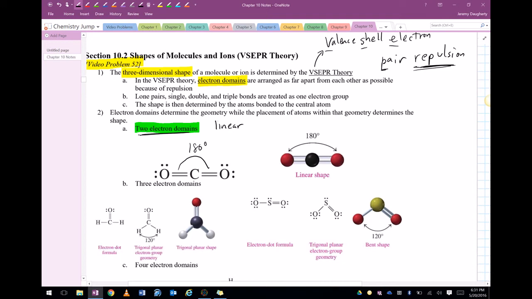So we're going to be talking about electron domain geometry, which is how many electron domains are on the atom or on the molecule. And we'll also be talking about what's called molecular geometry or molecular shape. And they're two different things. So, two electron domains, it can be linear. That's it.